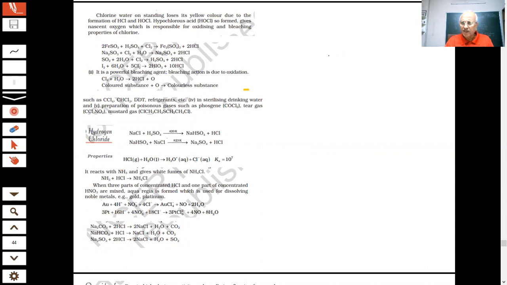A very important topic we will be discussing today is from the group 17 halogens. We will be talking about oxyacids of halogens, which is a very important topic. Interhalogen compounds is also a very important topic, students. We are likely to discuss these two main topics today.